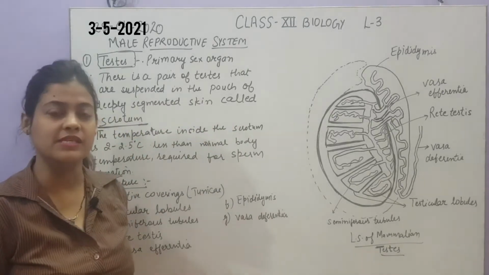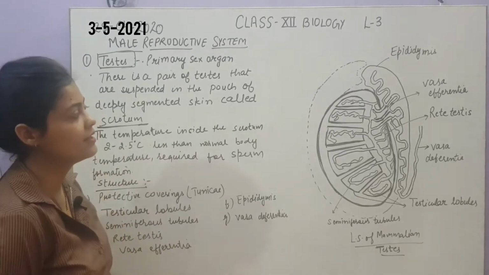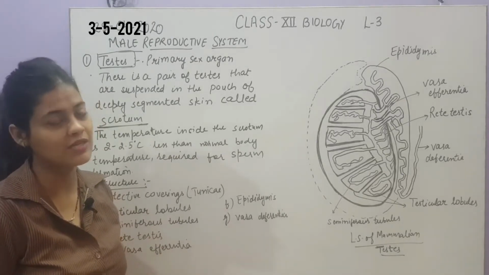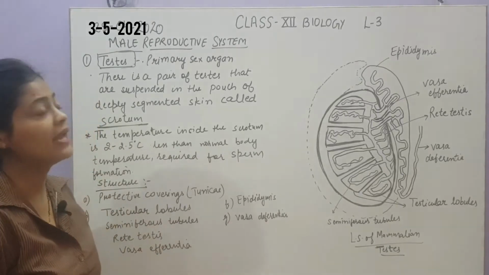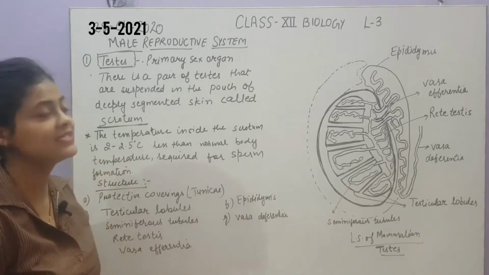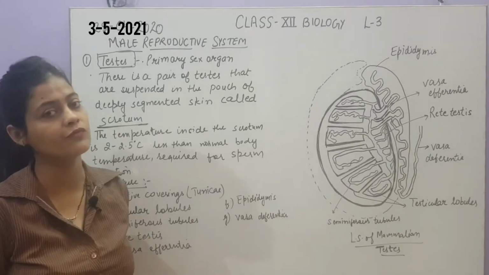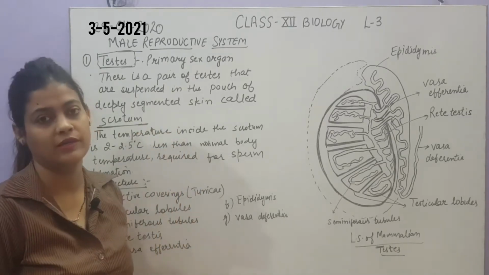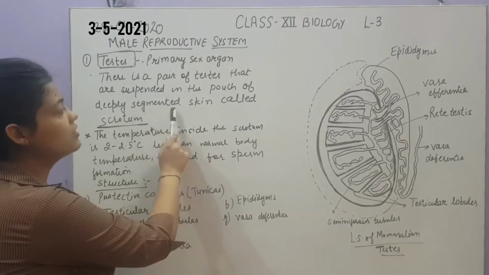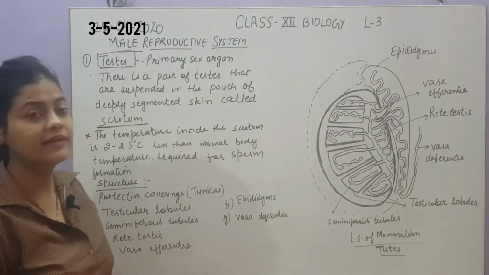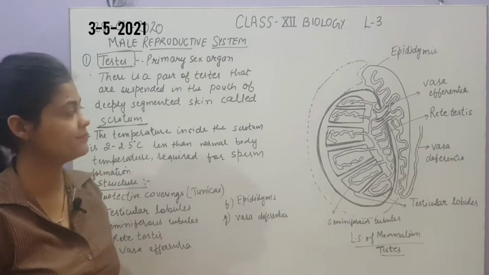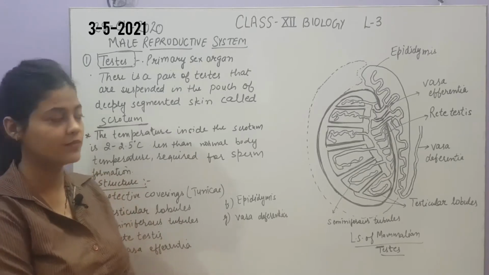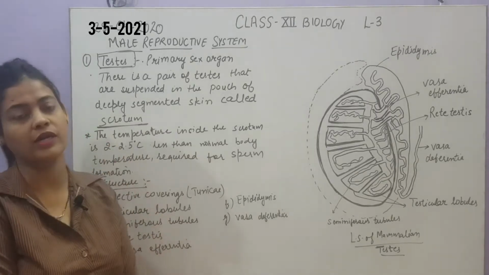Now the testes are present in a pair. In yesterday's diagram, I drew two testes because they are present in a pair. But an important feature is that the testes are not present inside the body of the male. They are present outside the body in the pouch, a deeply segmented skin called the scrotum. Why is that so? Why are the testes present outside the body in the scrotum? Because it is a very important point.